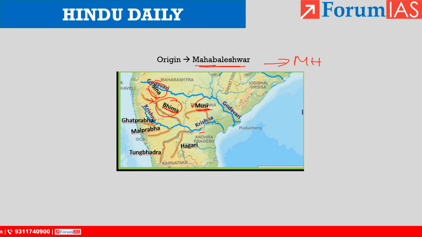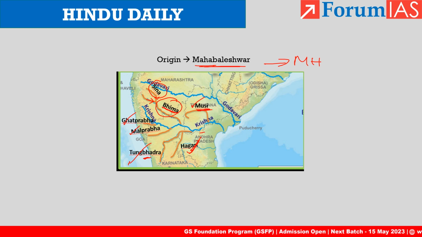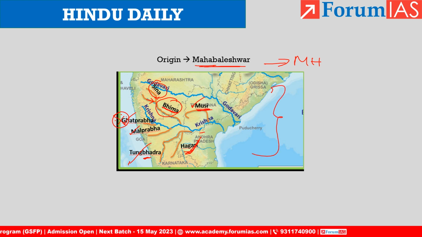And then we have the right bank tributaries of River Krishna, which are the Prabha rivers, that is Ghataprabha, Malaprabha, Tungabhadra, and lastly we have Hagari. Okay, and here it is not mentioned, but actually two rivers, Tunga and Bhadra, merge to form Tungabhadra. And we have one more tributary of Krishna, which is actually a tributary of Tungabhadra, called Hagari. So, this is very important for map pointing. This entire image is very important.